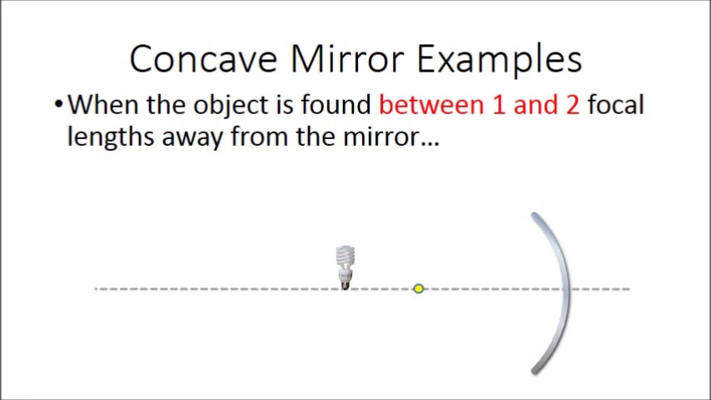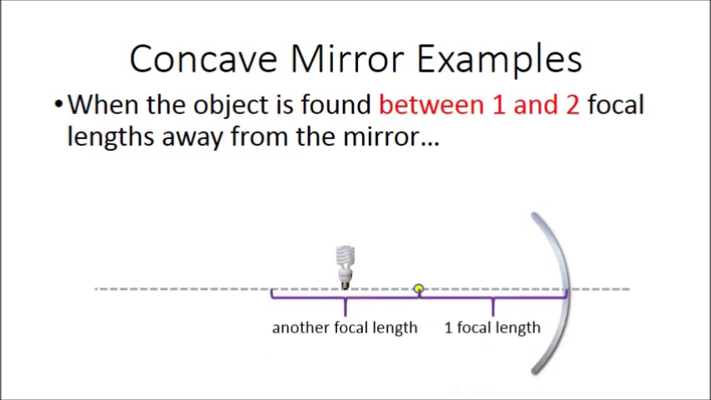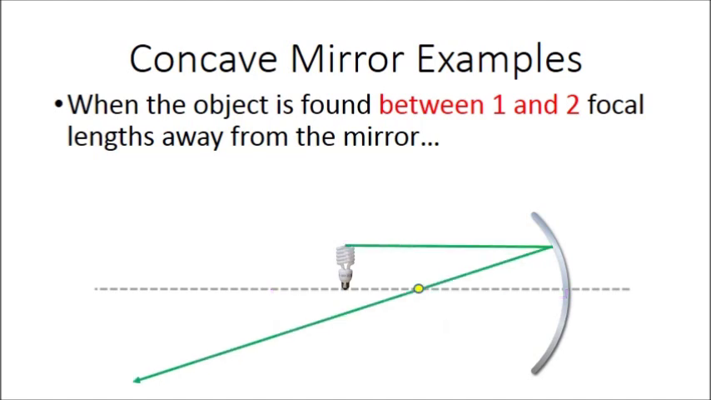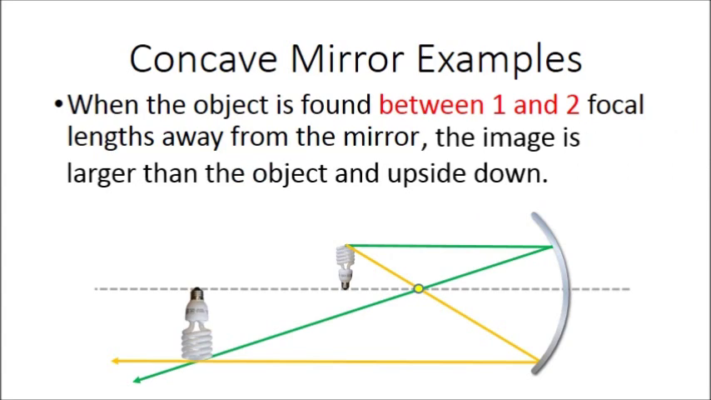All right, when the object is found between 1 and 2 focal lengths away from the mirror, what happens? So there's one focal length, there's another focal length, so it's in between the center of curvature and the focal point. What will the image look like? Well, the line goes across there, hits the mirror, and bounces off going through the focal point. Our next one's going to go through the focal point, bounce off, and there's our image. It is much larger than the object and upside down still.